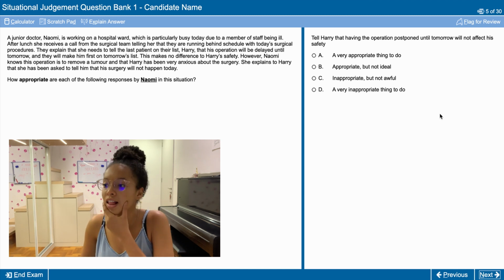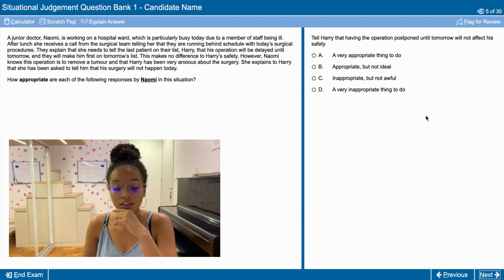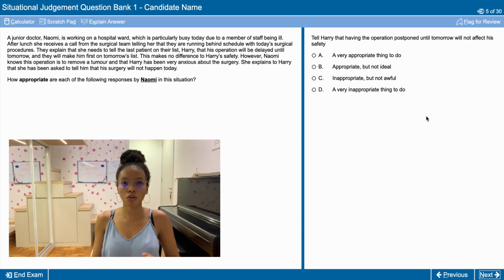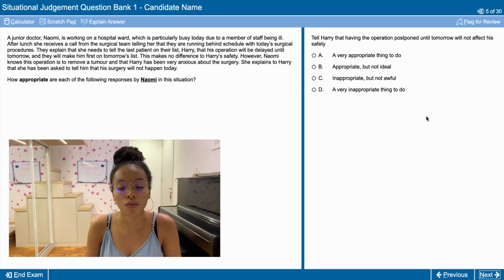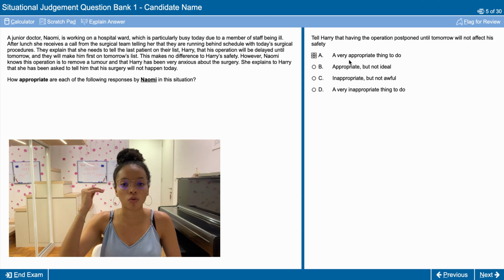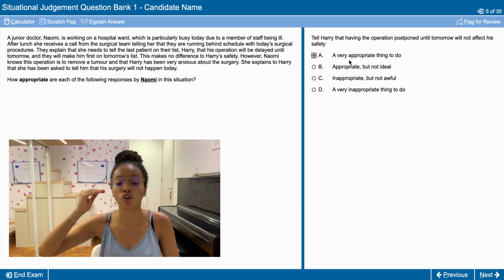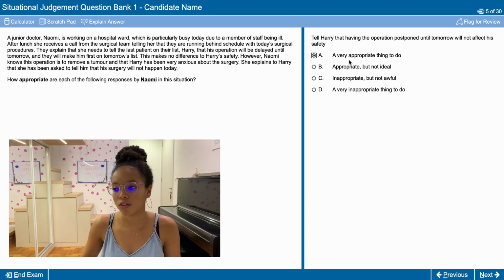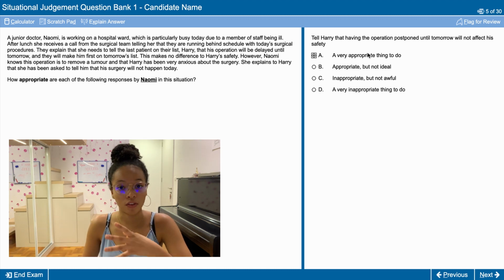The next response is tell Harry that having the operation postponed until tomorrow will not affect his safety. So this, again, is one of those answers where you know from the get-go that it's a very appropriate thing to do. You don't have to really go on to figure out whether it is appropriate or inappropriate. You know for sure that it's a very appropriate thing to do. And why is it a very appropriate thing to do?